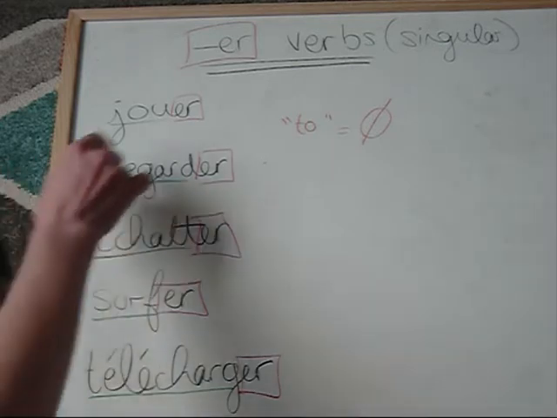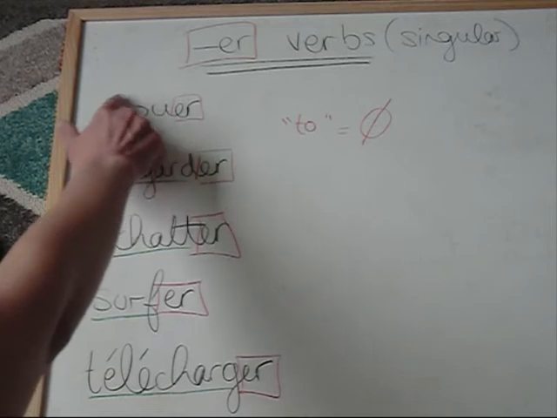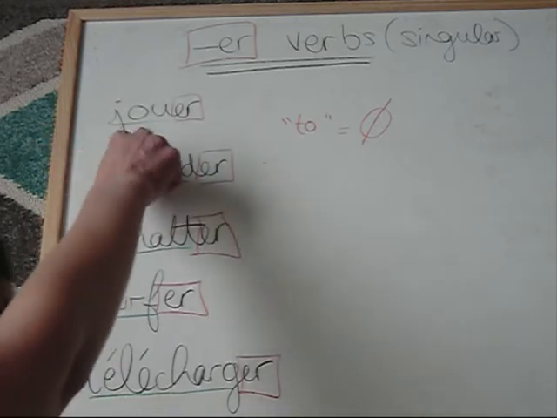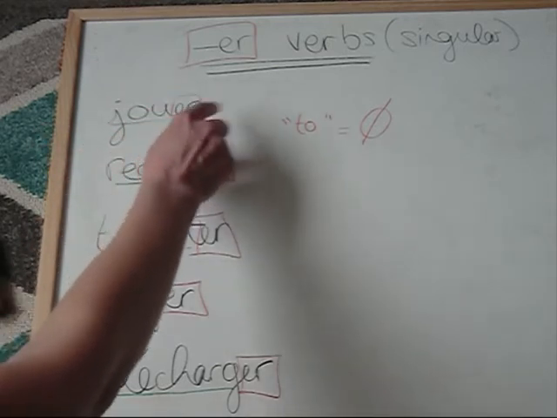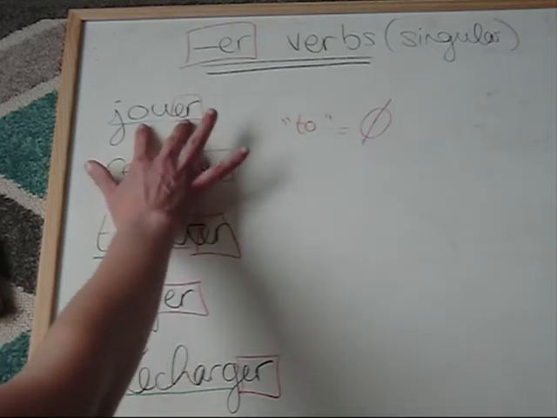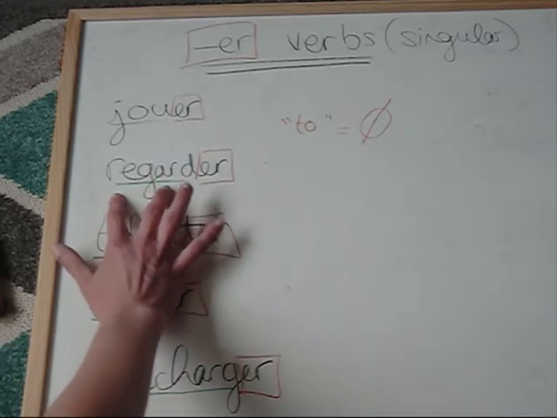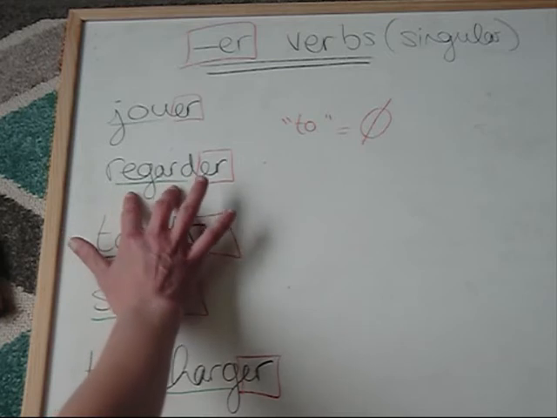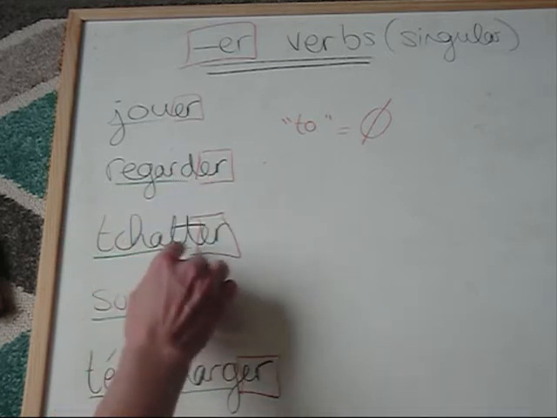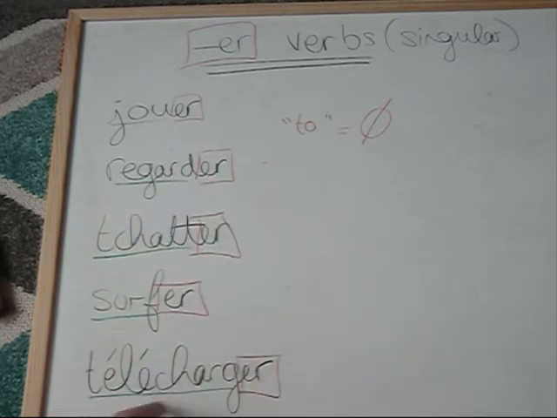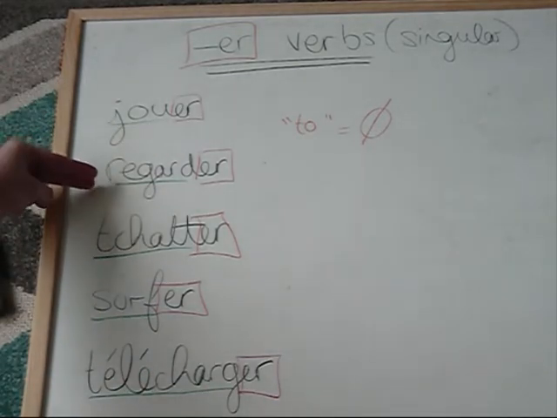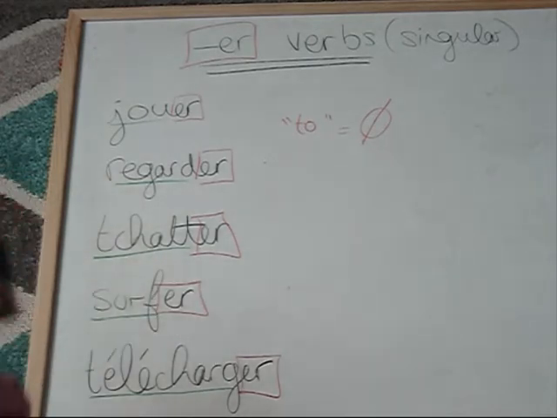And so what we have here is, in French, literally, the equivalent of the English play, and that's to. So instead of having to play, we'd have play to. And here, that would be look or watch. So we have watch or look to. And then chat to, surf to, download to. In normal English: to play, to look or watch, to chat, to surf, to download.